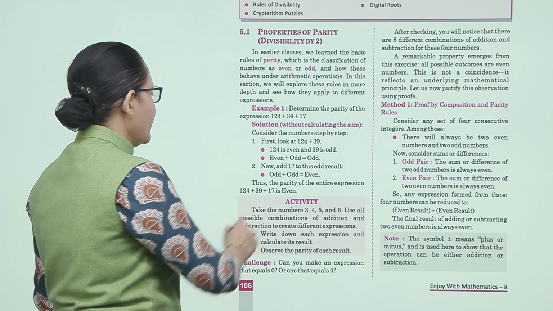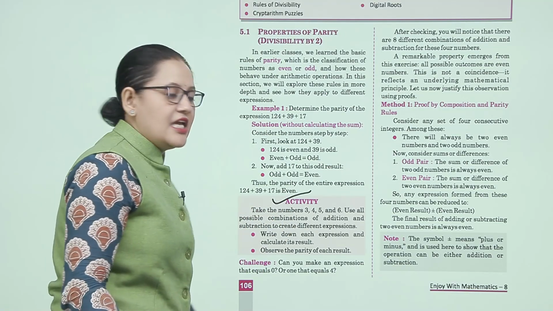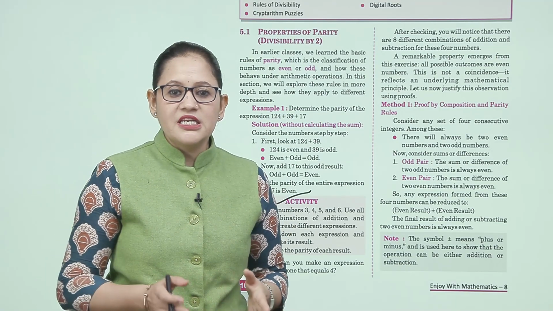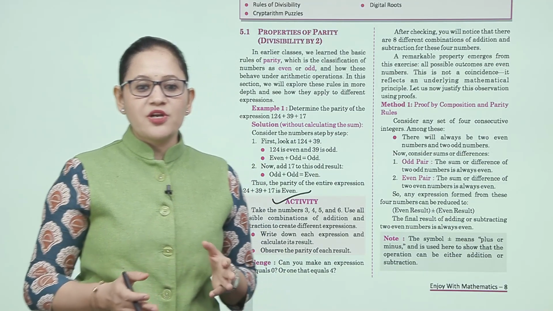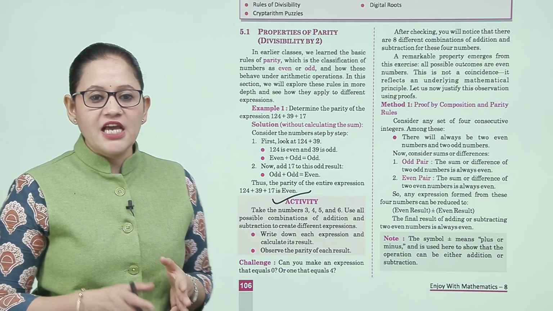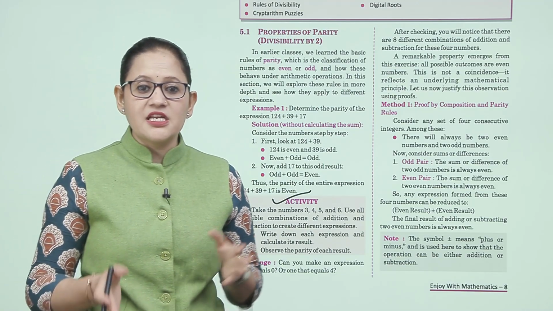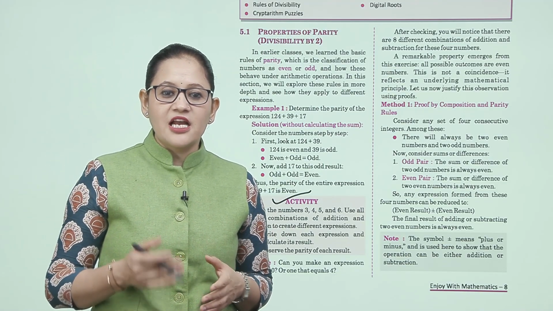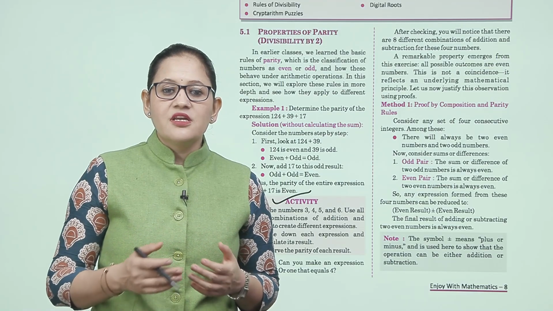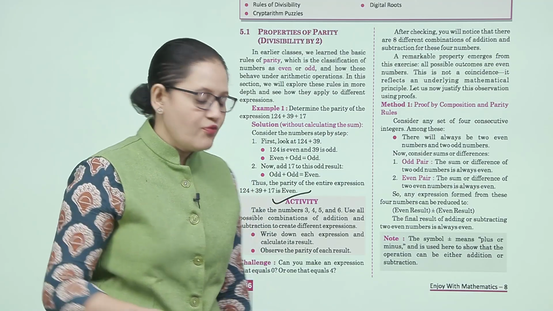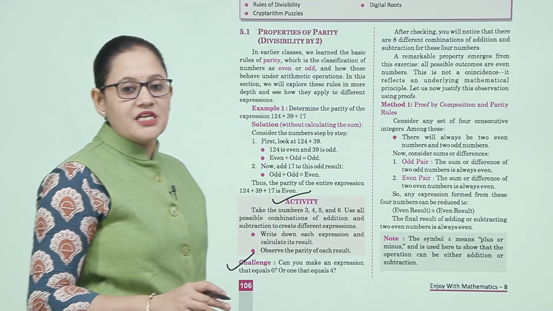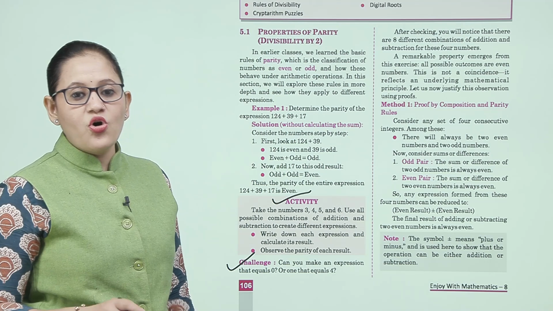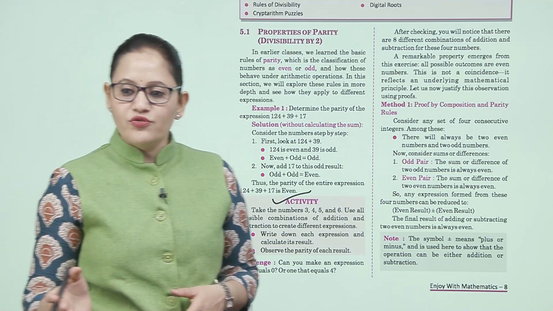Now, activity. Take the numbers 3, 4, 5 and 6. Use all the possible combinations of addition and subtraction, create different expressions, write down each expression and calculate its result. Observe the parity in each result. Now, what are the challenges you are going to face? Can you make the expression equal to 0, or 1, or 4?